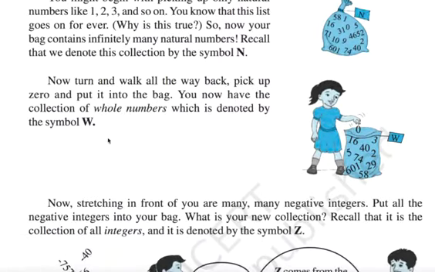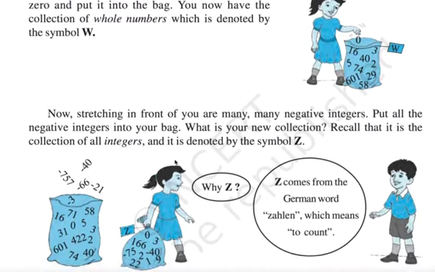Now turn and walk all the way back. Pick up 0 and put it into the bag. Now you have the collection of whole numbers which is denoted by the symbol W, right? 0 plus natural numbers is nothing but whole numbers, denoted by W.